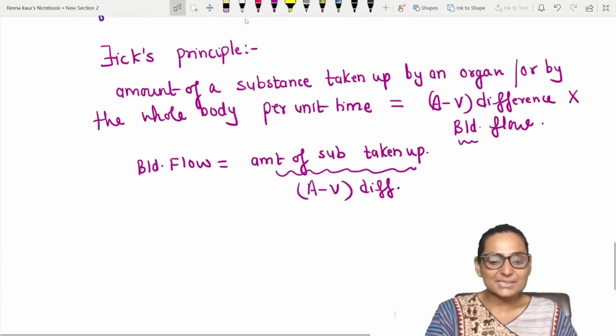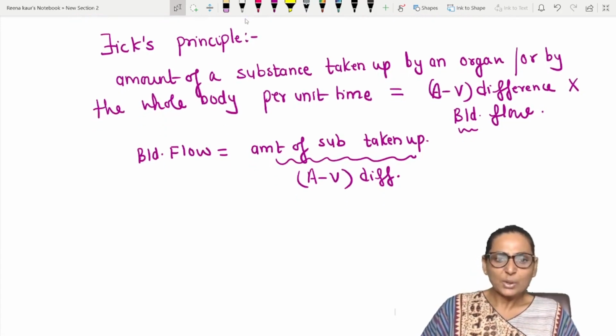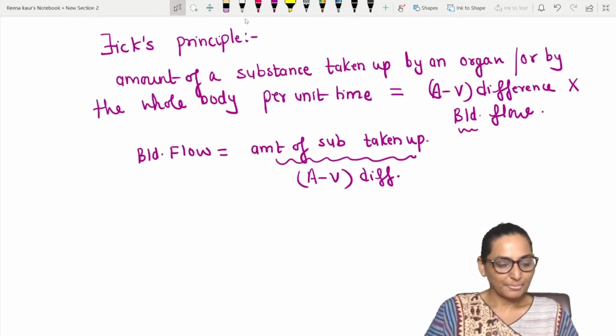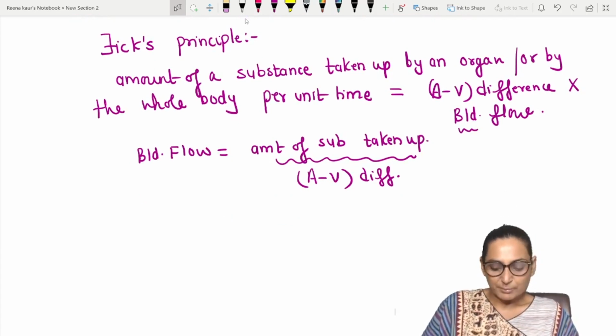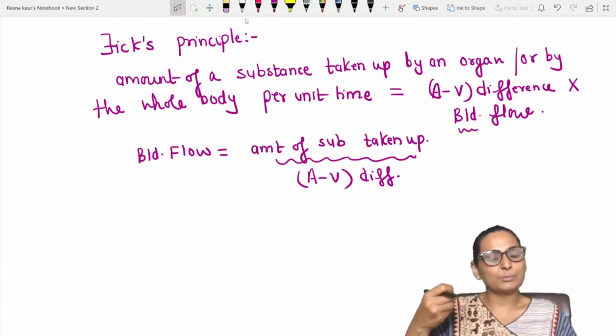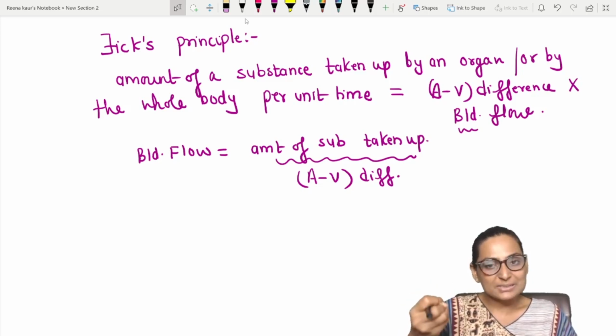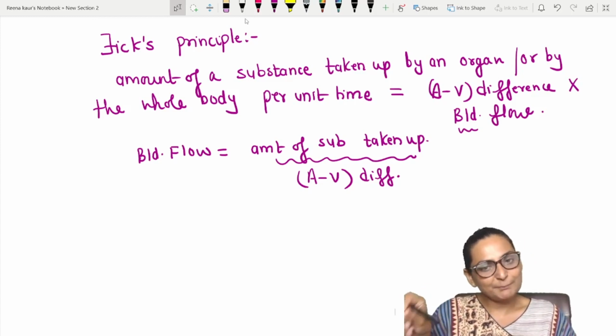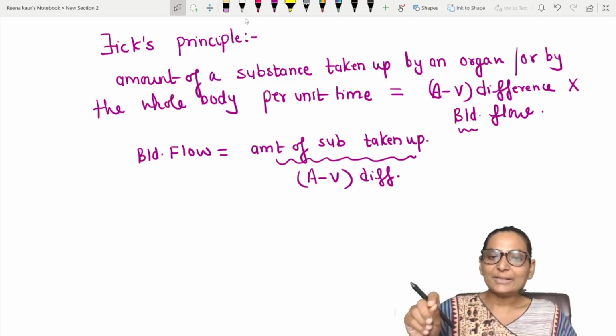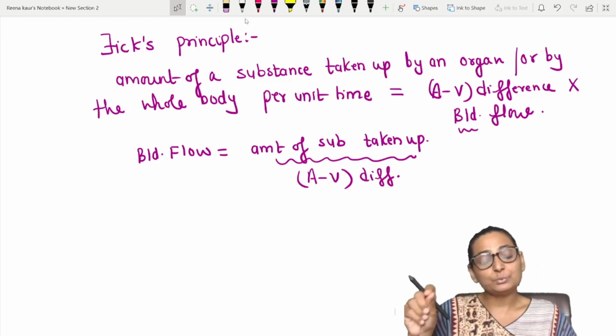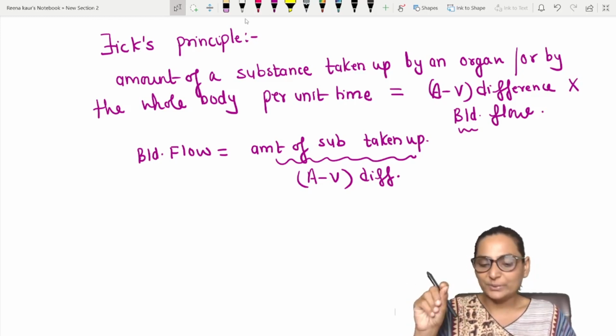Now what substance will be taken up? We need not give any external substance, because we have a substance whose uptake we already know, that is oxygen. So we will measure the cardiac output by knowing the oxygen consumption, which we already know, it is 250 ml per minute. We will take an arterial sample from any peripheral artery and find out its oxygen content, and we will take a venous blood sample to find out the oxygen content in the venous blood.